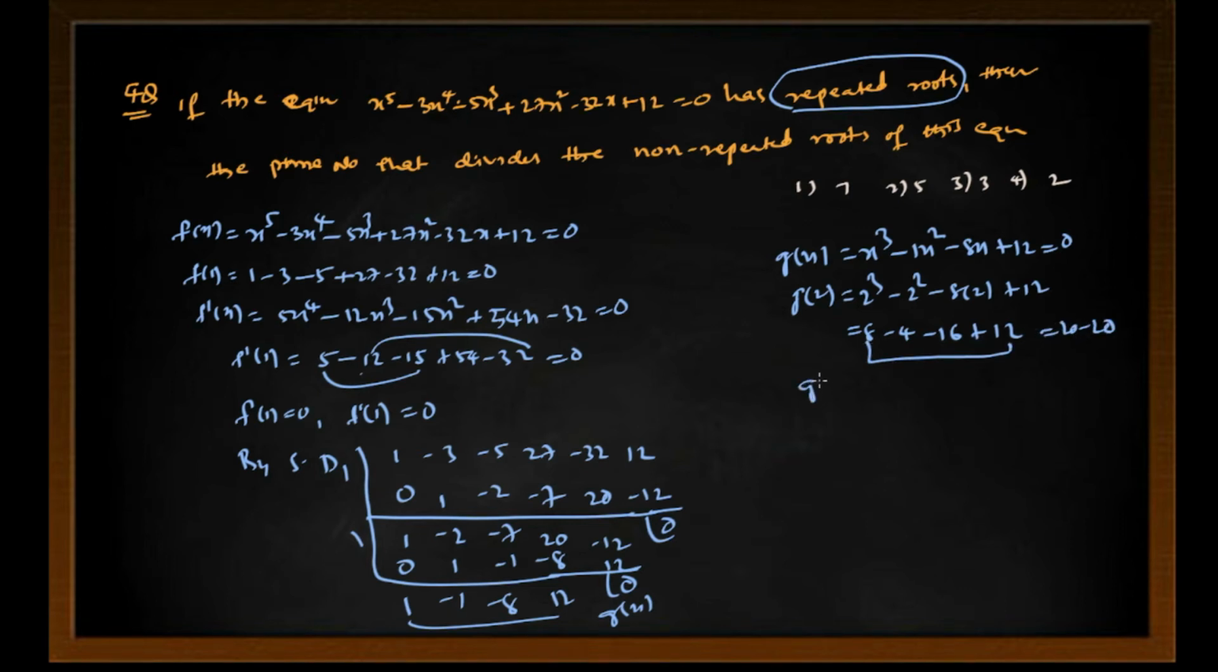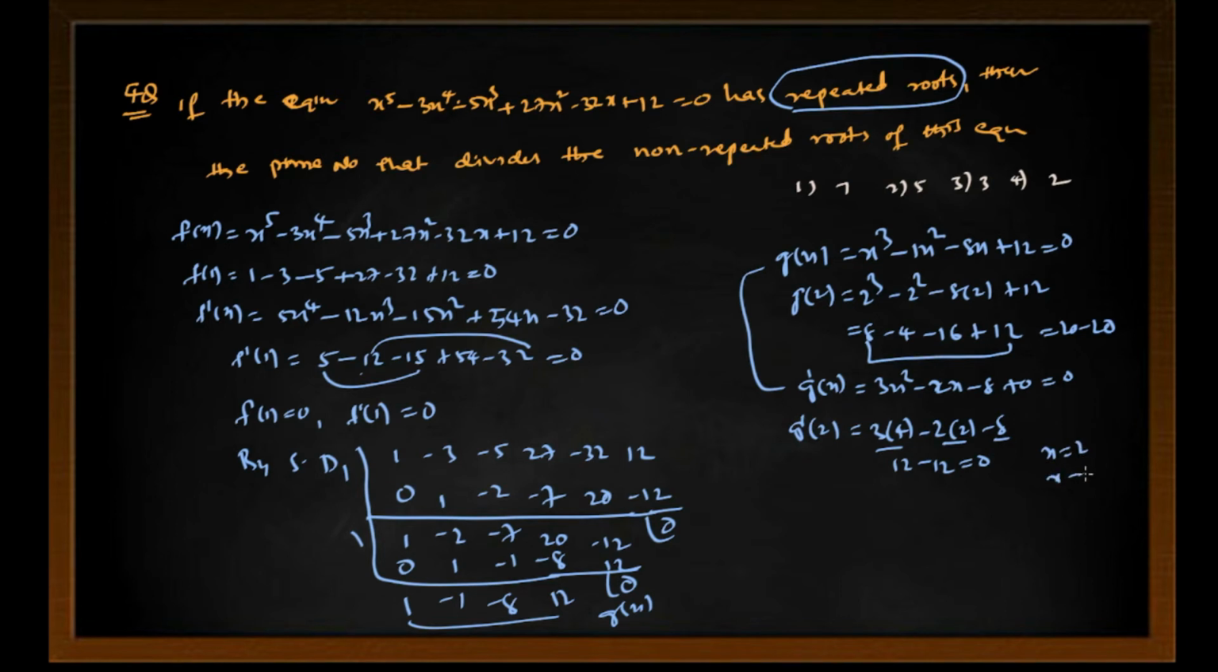Similarly, what about g dash x? G dash x, that is, differentiation of g of x. That is 3x square minus 2x minus 8 plus 0. Okay, now g dash of 2. So 3 times 2 square is 4, minus 2 into 2, minus 8. 3 4s are 12 minus 4 minus 8. 12 minus 12 also 0. Therefore, here x equals 2 and x equals 1 are the repeated roots.